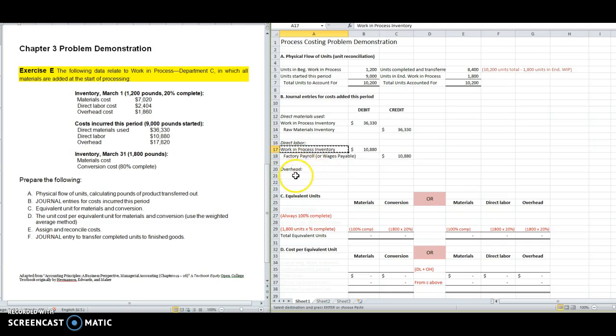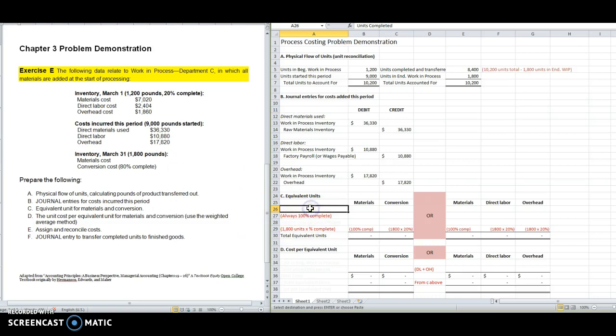For our overhead, we're recording the cost in work in process because that's where we want to record that we've begun the process. And it is coming out of overhead. You could also use factory overhead or manufacturing overhead. Any of those is perfectly fine. The next section we have is to calculate equivalent units for material and conversion. Remember, conversion costs is direct labor and overhead added together. We can do those combined as conversion, or we can separate them into their own columns for direct labor and overhead. I will show you both methods, but either one is acceptable.